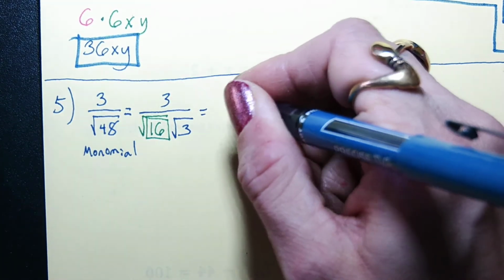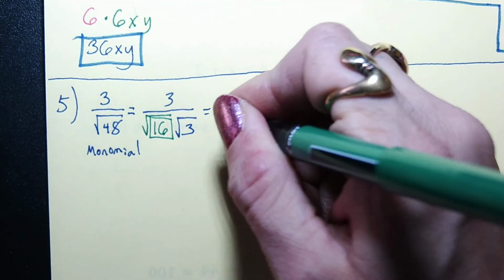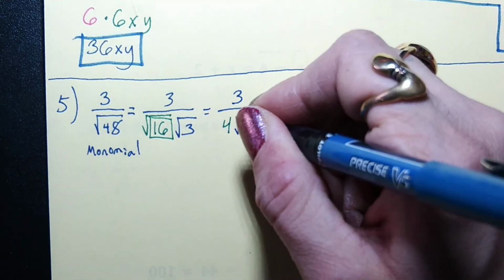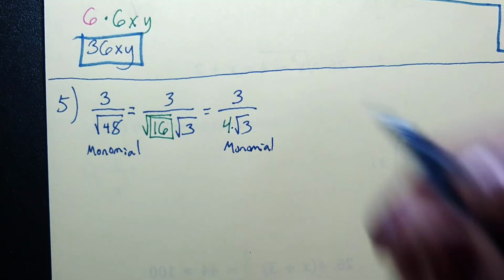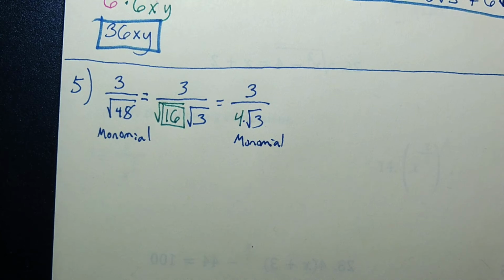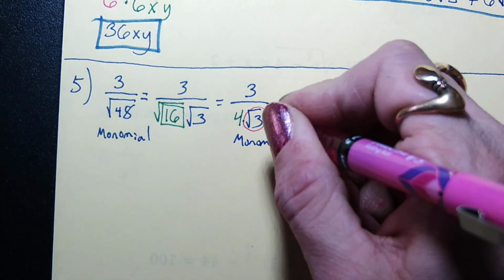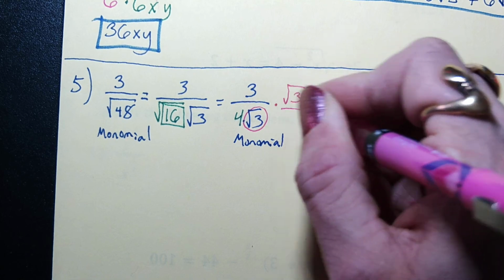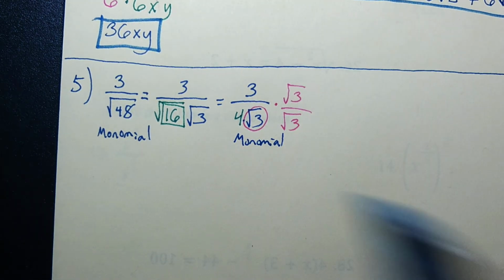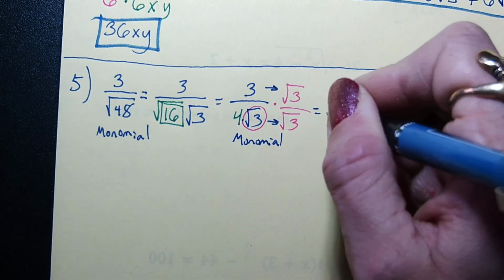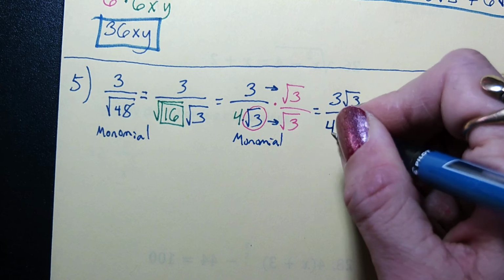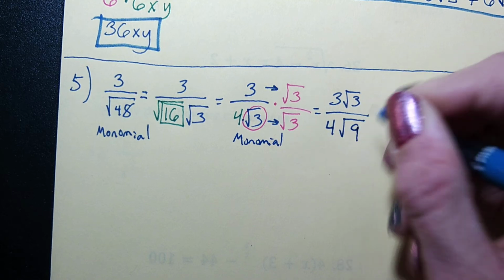So I'm just going to simplify that radical first. And we get 4 radical 3. Still a monomial because these are joined by multiplication. Just like 4x is a monomial, 4 rad 3 is a monomial. So we want to get rid of that rad 3 in the denominator. So we are going to multiply by that radical as our creative form of 1. Multiplying straight across because that's what we do with fractions. We have 3 rad 3 over 4 rad 9.